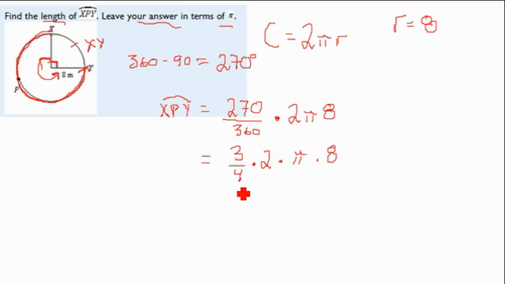So 8 times 2 is 16. So I'm going to write that as 3 times 16 over 4, all times pi. And so 16 divided by 4 is actually 4, so 3 times 4 pi. So we just simplified that fraction there. So my final answer should be 12 pi.